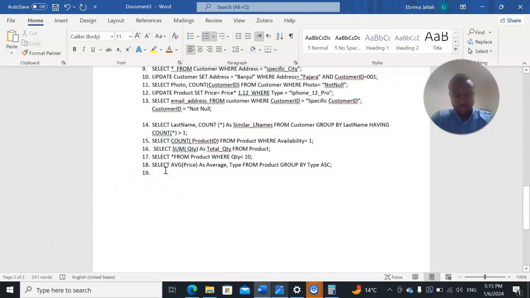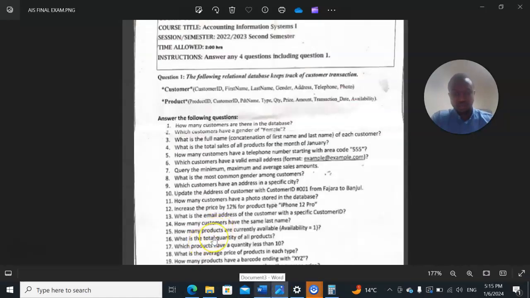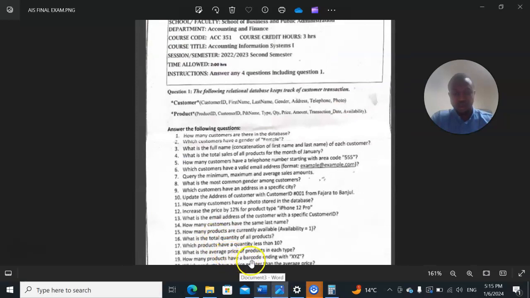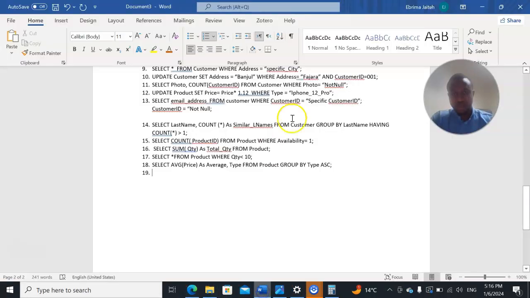When you look at question 19, it says what? How many products have a barcode ending with XYZ? How many products have a barcode ending with XYZ? So here basically we are trying to calculate how many products. So we need what? The product ID, isn't it? How many products have a barcode ending with what? XYZ. Okay, so yesterday we were talking about the product table. Okay, so we can come here.